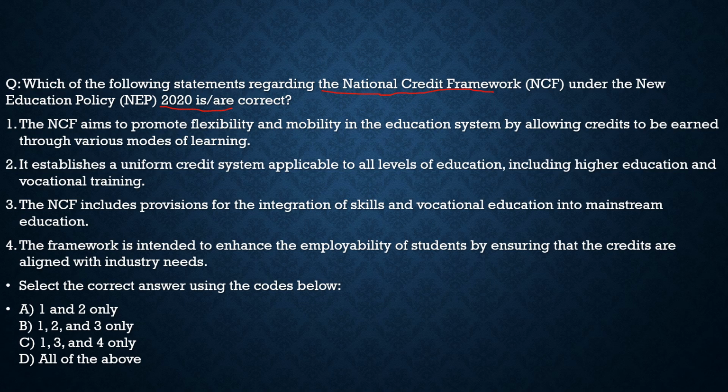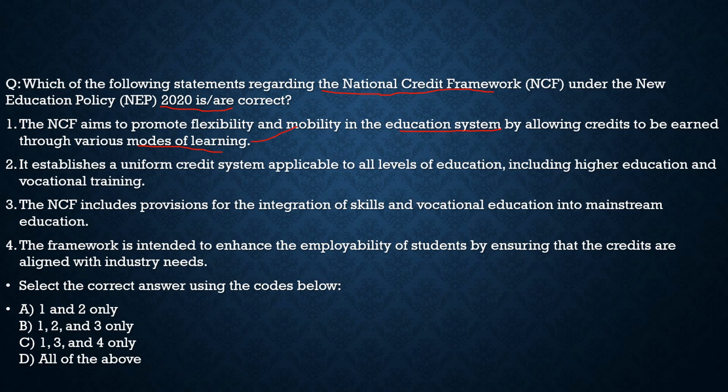Let us see what the question says. Which of the following statements regarding the national credit framework under the new education policy 2020 are correct? First statement, the NCF aims to promote flexibility and mobility in the education system, 100% correct, by allowing credits to be earned through various modes of learning, whether online or offline, 100% correct.